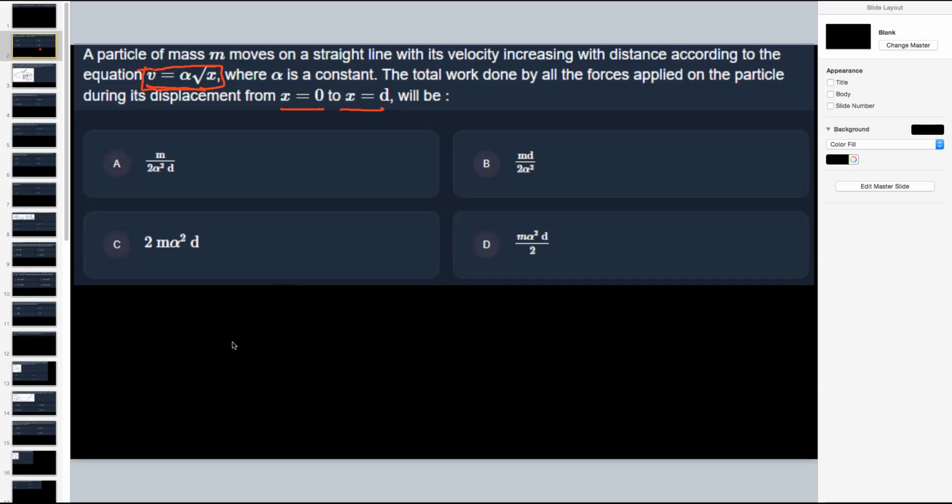Okay, let us start doing it. What is the formula we can take? Work done equal to integration of f dot dx. Can I take like that? Okay, then what formula can I take? Here, velocity is the function of displacement. It is important. Think. Velocity is increasing with distance.